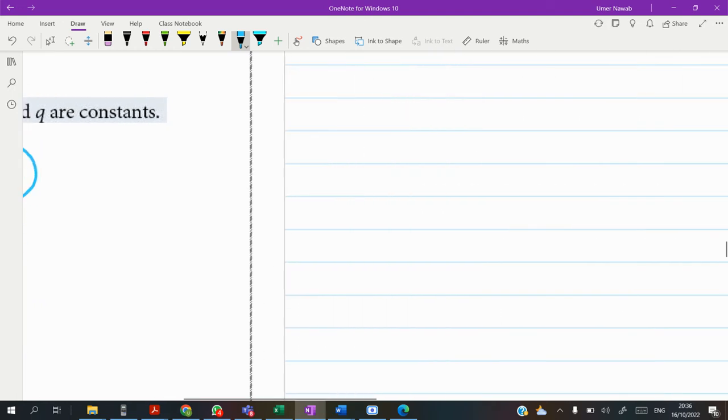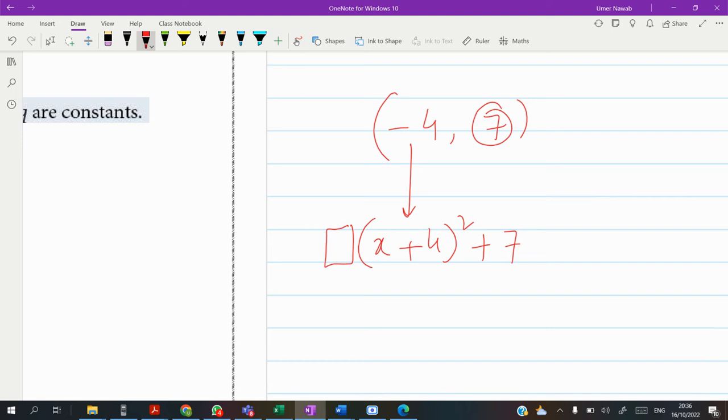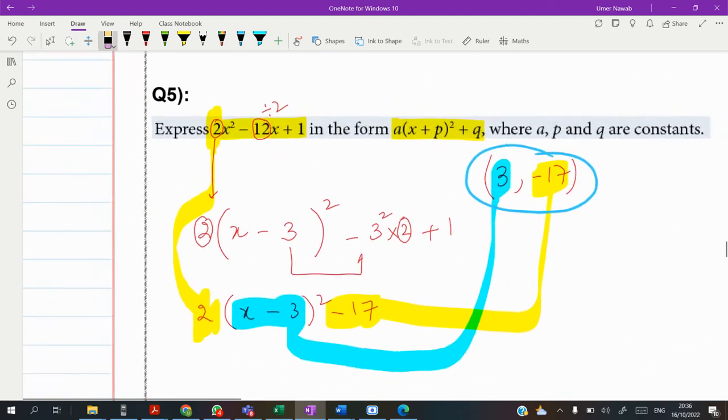Again, I will explain. For example, a student has a vertex from the calculator of minus 4, 7. From here he will write x plus 4 whole squared plus 7. You need to check the coefficient of x squared given over there. That number has to be written here. You can just copy it. That will be easier for you to write the completing the square form.